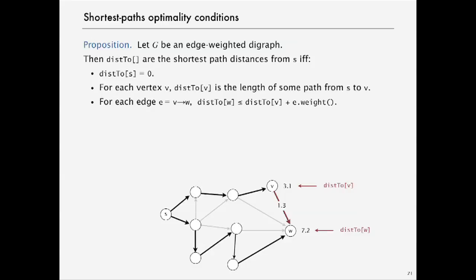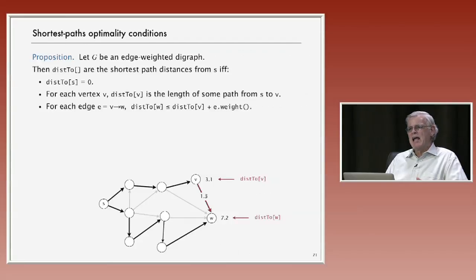But there's one other important idea, which is called optimality conditions. And this is a way to know that we have computed all the shortest paths. The shortest path optimality conditions are embodied in this proposition. So we have an edge-weighted digraph, and we have the dist2 array. Let's just talk about the distances, and the paths go with the distances.